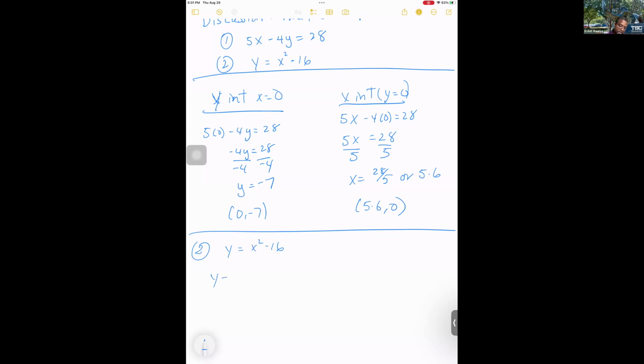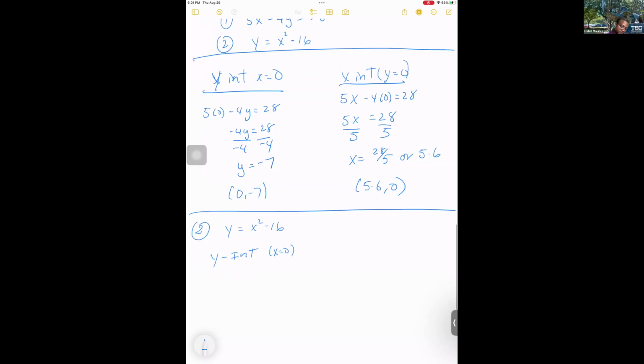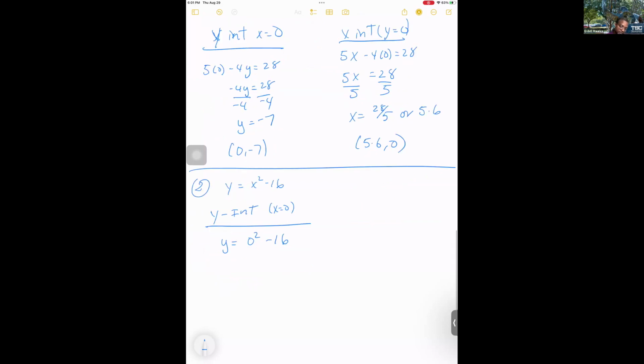All right. The y-intercept, again, you're making x equals 0. And so that's going to be y equals 0 squared minus 16. Well, 0 squared is just our good old friend 0. And so then y equals negative 16, and that's that. That's 0, comma, negative 16.